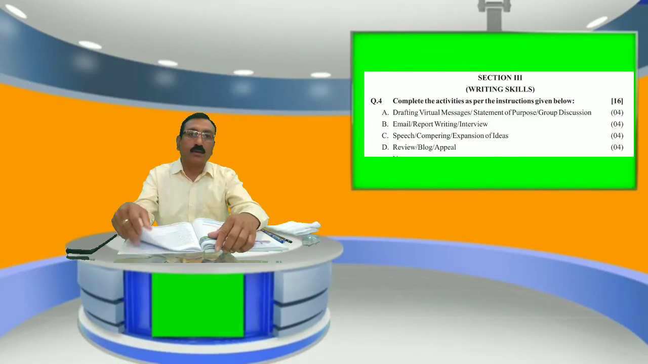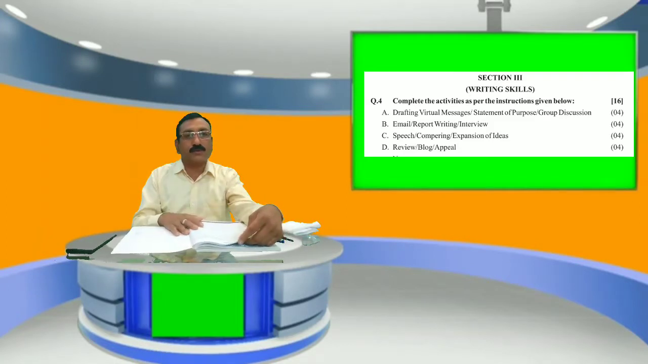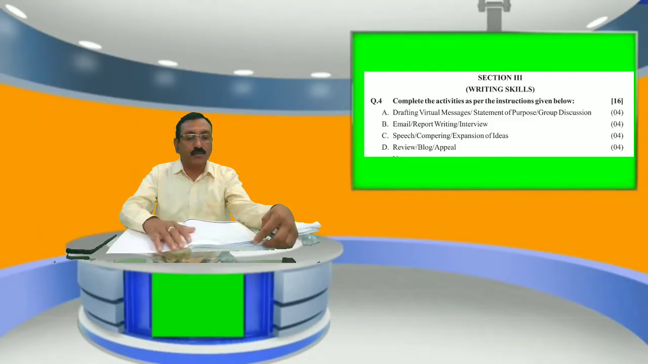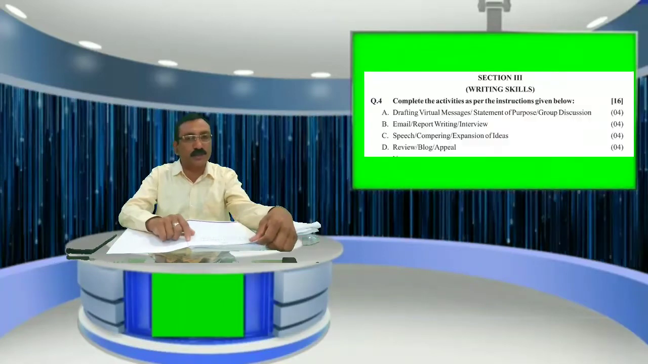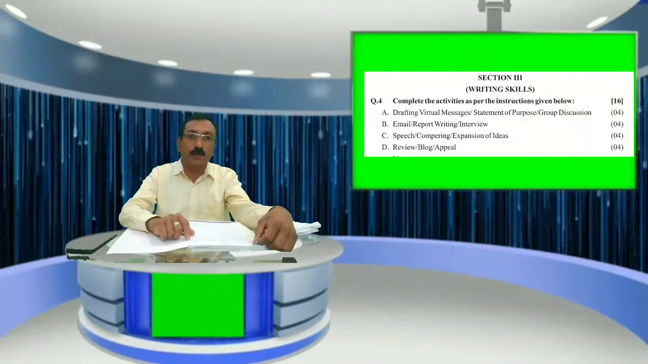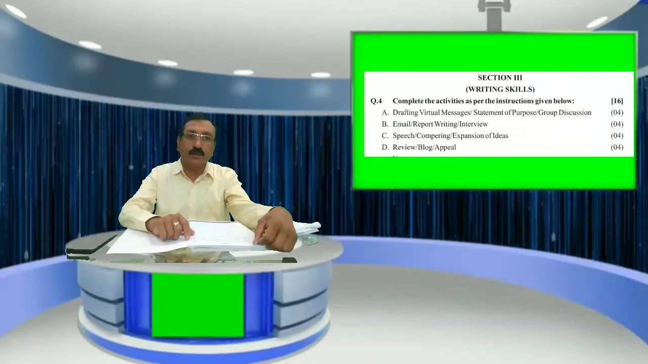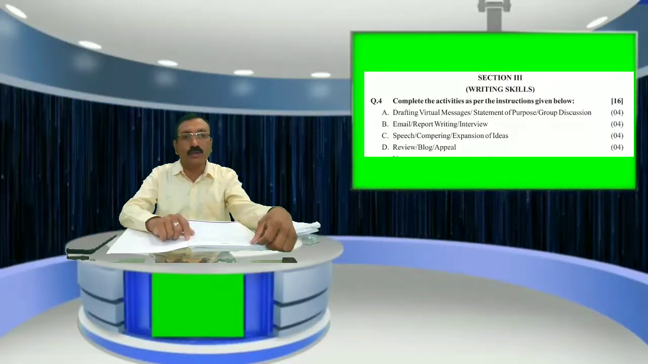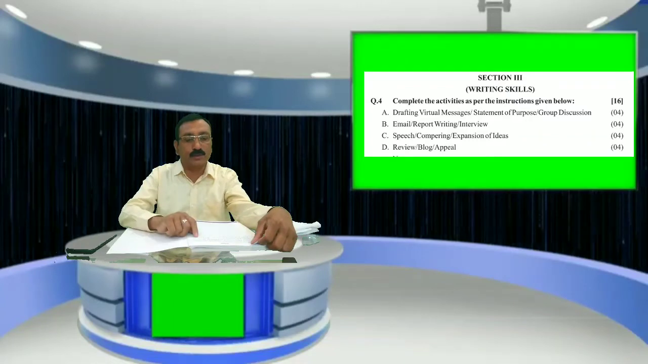In the first set, that is A set, you will have drafting virtual message, statement of purpose, group discussion. Out of these 3 writing skills, you will have to select one writing skill. In the second set, that is B set, you will have email, report writing, interview. So here also you need to select one writing skill.